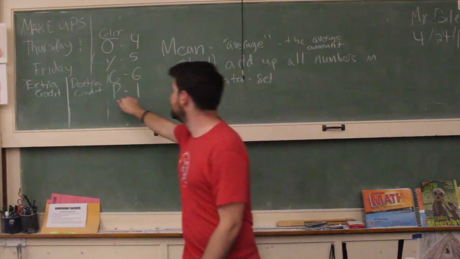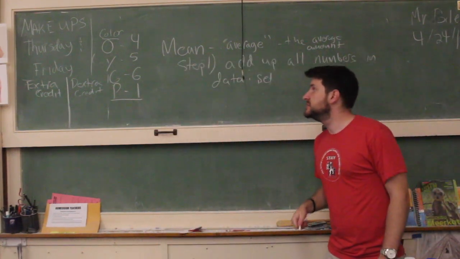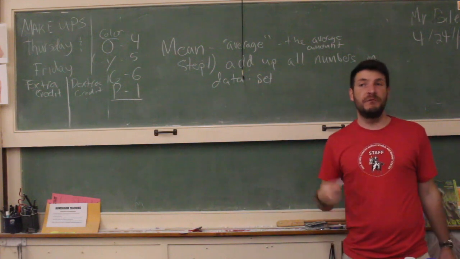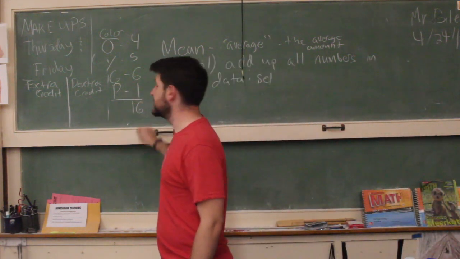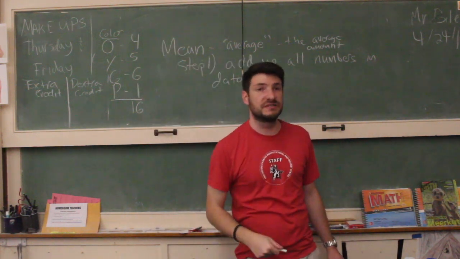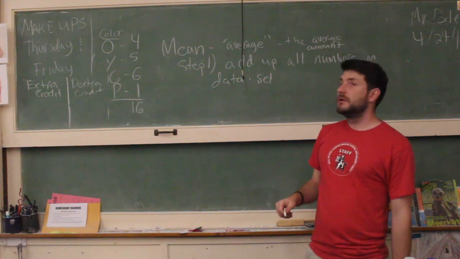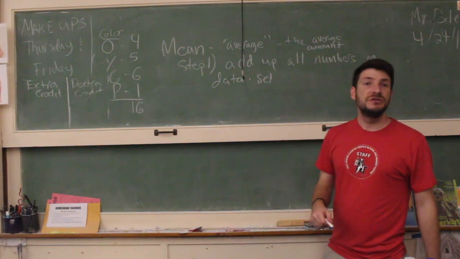So we're going to do the first step, which is adding up all of the numbers in our data set. So total number of pieces of Skittles, we have 16 total Skittles in one pack. 4 plus 6 is 10, 5 and 1 is 6, 10 plus 6 is 16. That's step one. Add up all of the numbers.